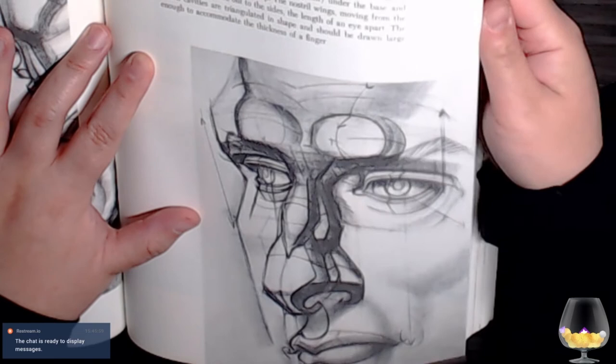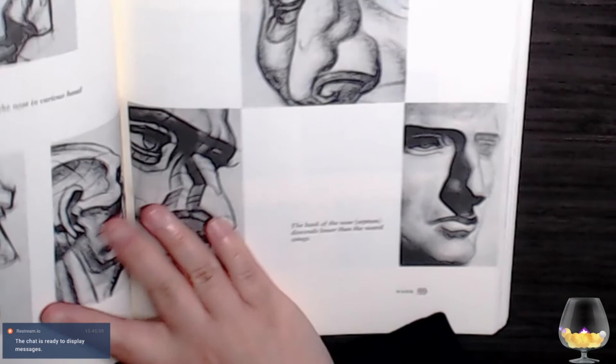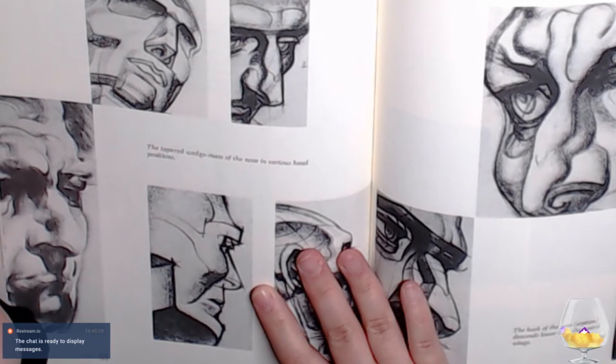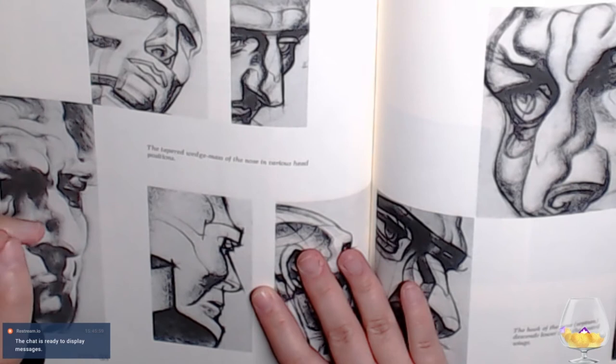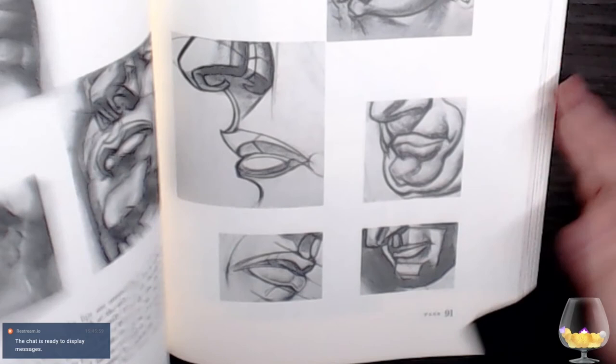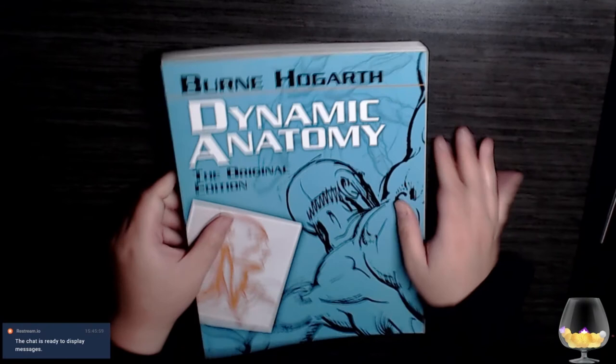Didn't really get a lot out of that. Well, I mean, as opposed to the other books, I mentioned the same thing. So in this case, he's just giving examples of the tapered wedge mass of the nose in various head positions. The hook of the nose septum descends lower than the nostril wings. Well, okay, so that didn't really give us much, but at least it gave us something.